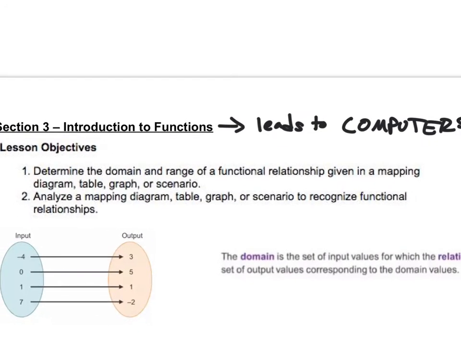But our objectives today: we want to determine the domain and range, two very important vocab words that we will talk quite a bit about, of a functional relationship given a mapping diagram, a table, graph, or scenario. We also want to analyze a mapping diagram, table, graph, or scenario to recognize functional relationships.